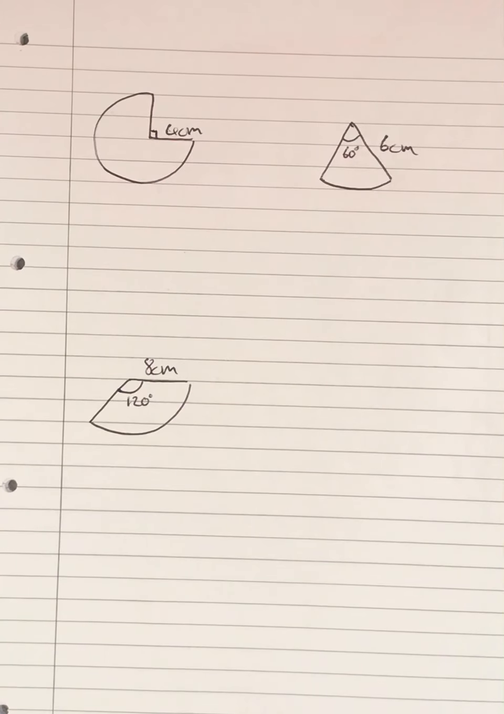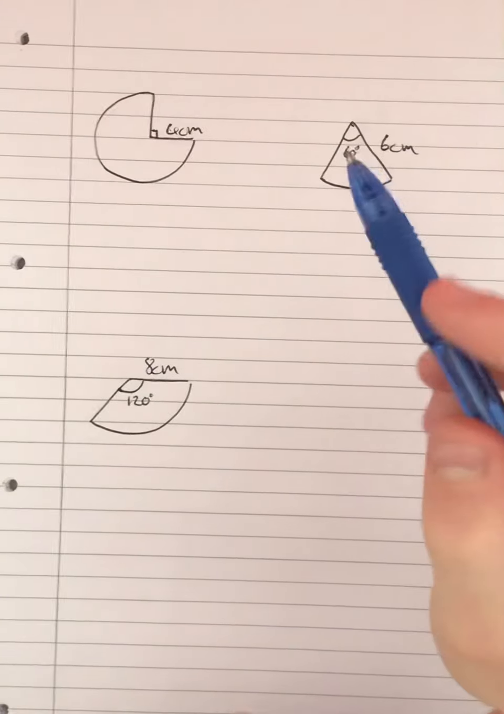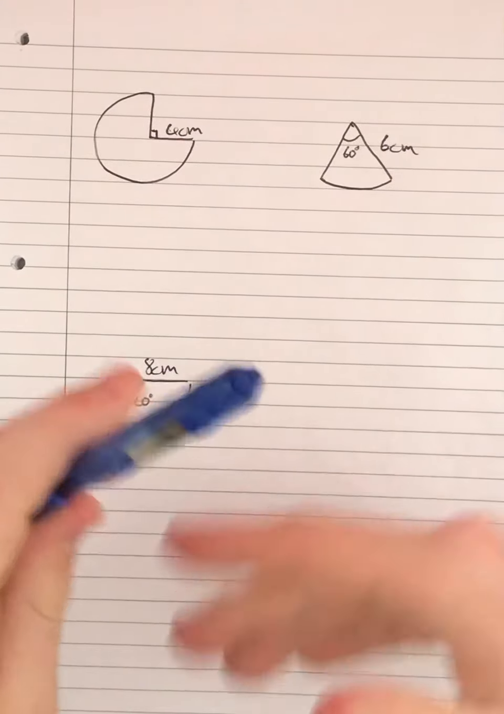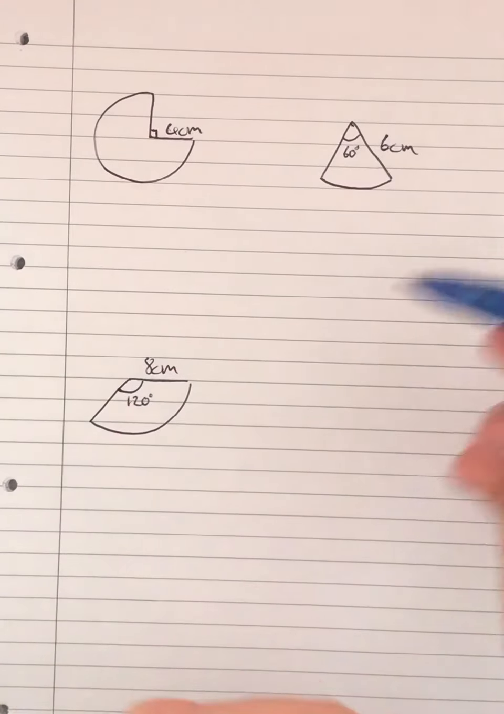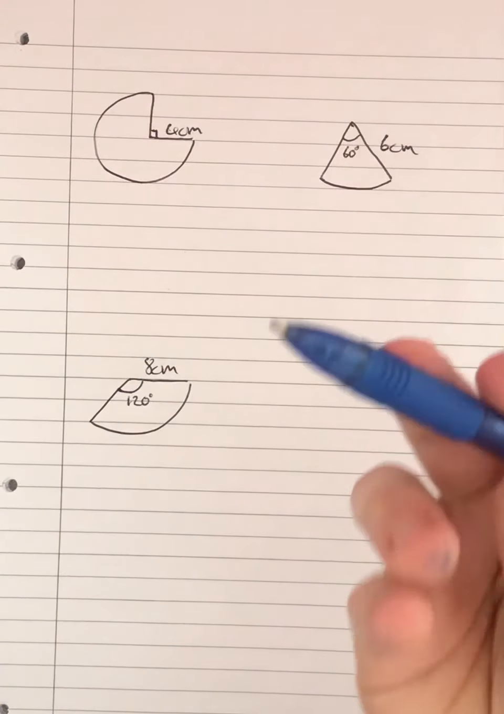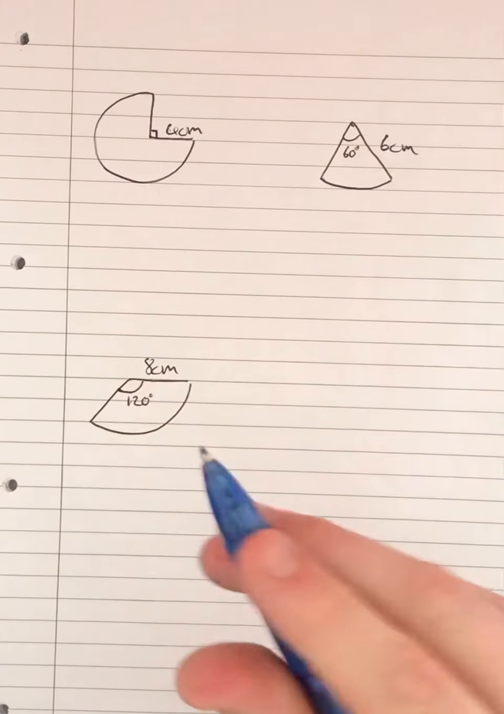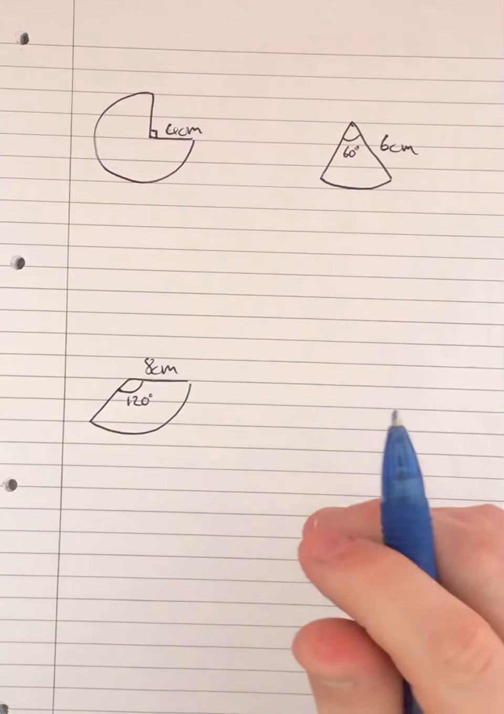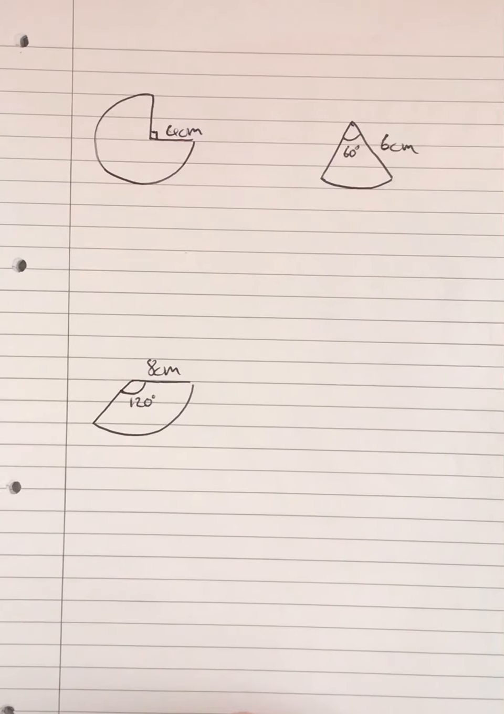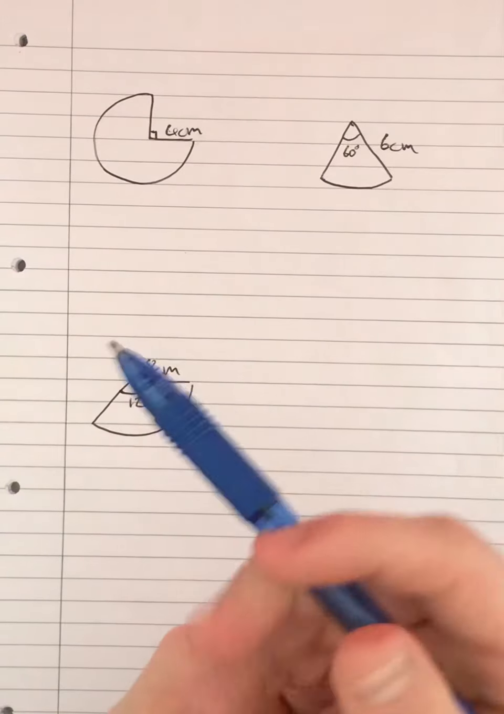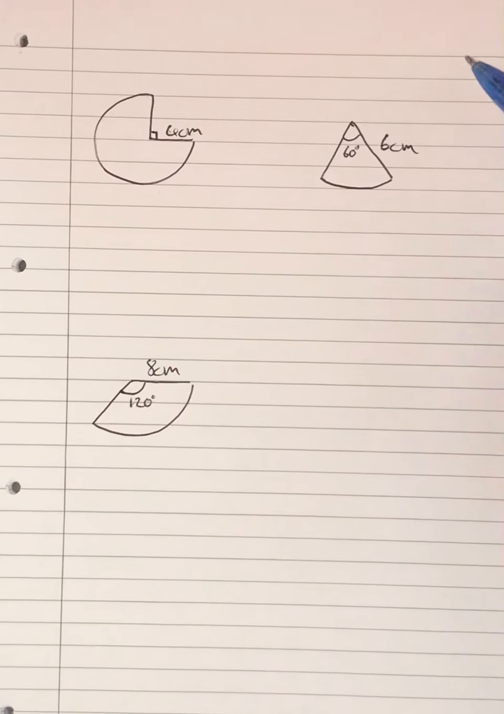Okay guys, so what we're going to look at doing today is moving on from the perimeter of semi and quarter circles to being able to find the arc length and then the perimeter of any sector. The only difference from finding the perimeter of a half circle or a quarter circle is that your fractions are going to be slightly different.